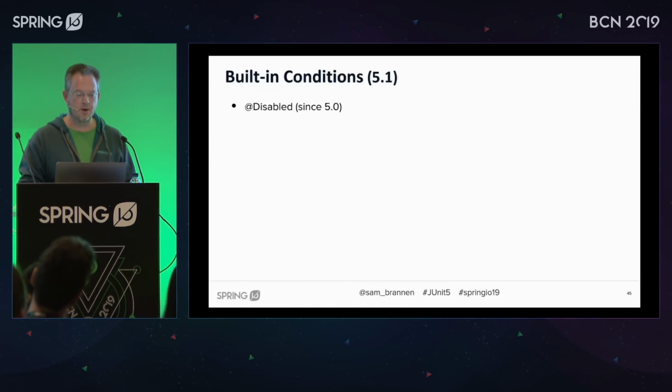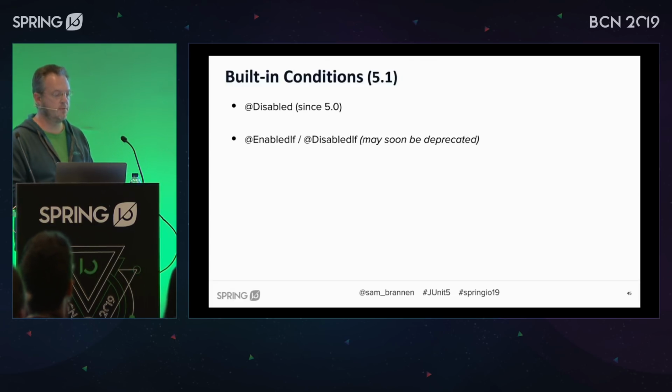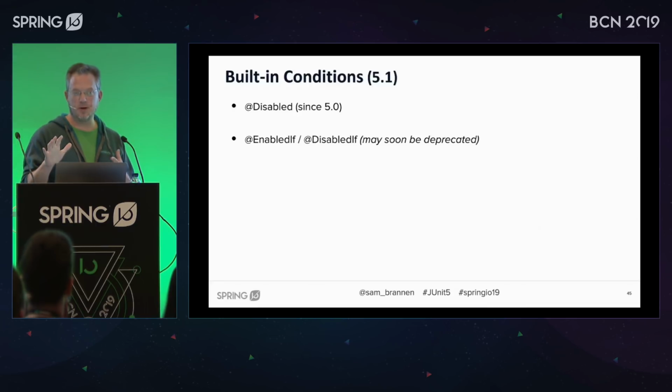Built-in conditions, so we have the disabled one since 5.0. In 5.1 we introduced a number more, so @EnabledIf and @DisabledIf. Those might be deprecated soon, so maybe you don't want to look at that, but basically it was allowing you to use JavaScript to decide if a test should run or not.